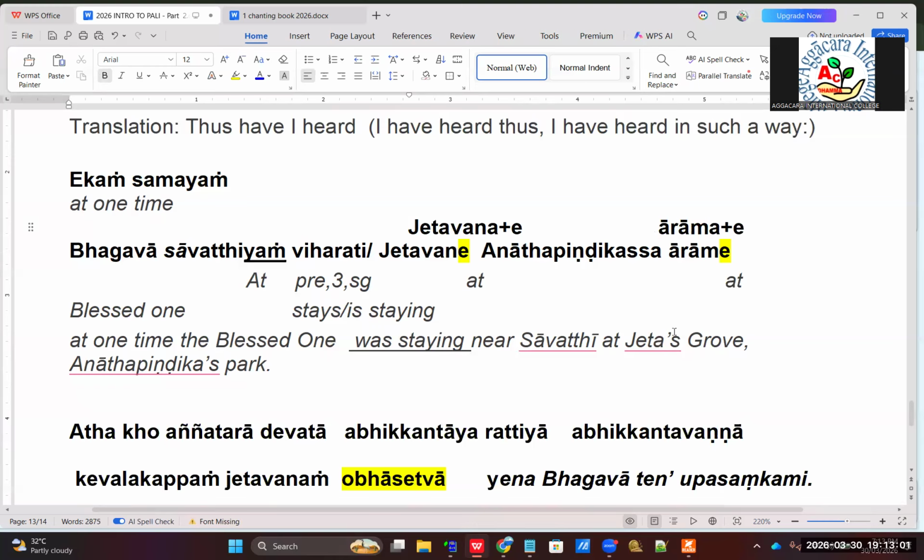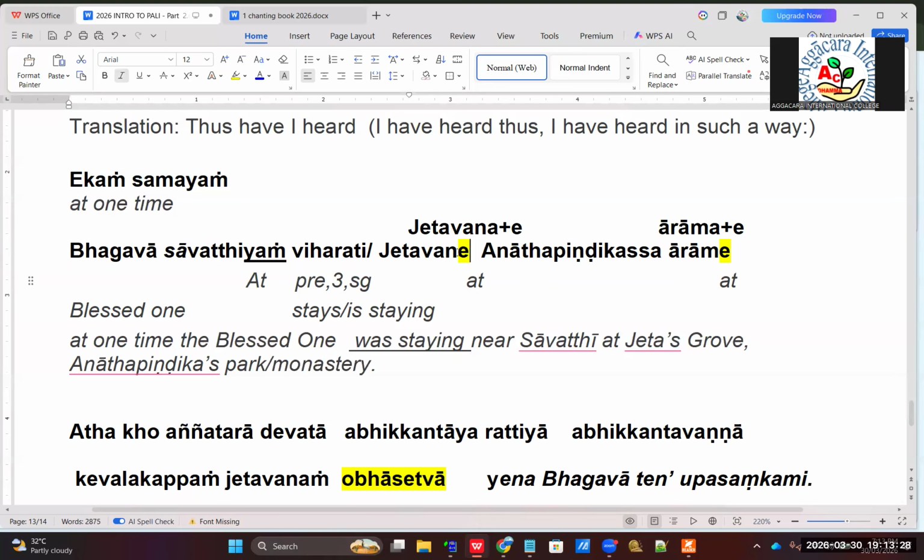Jetavana is Jeta's grove. Arama here means monastery or park. Actually park also works, but maybe translate as monastery, because at first it was a park, but later it was converted to a monastery. So arama sometimes also means monastery. Okay, so arama means monastery here.